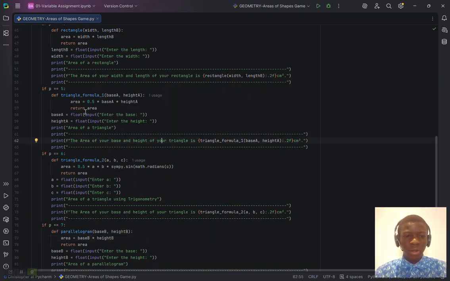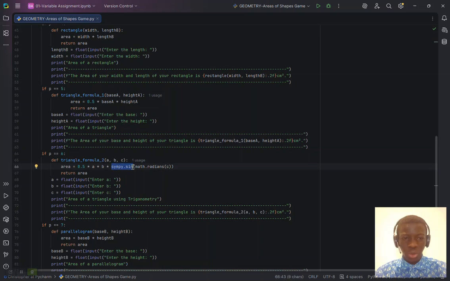But wait, I'm not supposed to do that now. But anyways, never mind, I can still get it to work again. So if p equals 6, the triangle formula is ABC, half times AB times sine C. So this is how you produce sine. I'll deal with that more in my trigonometry videos.